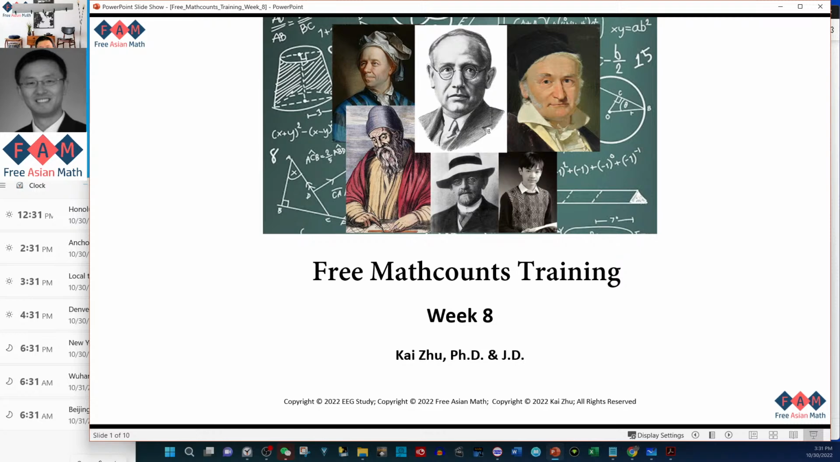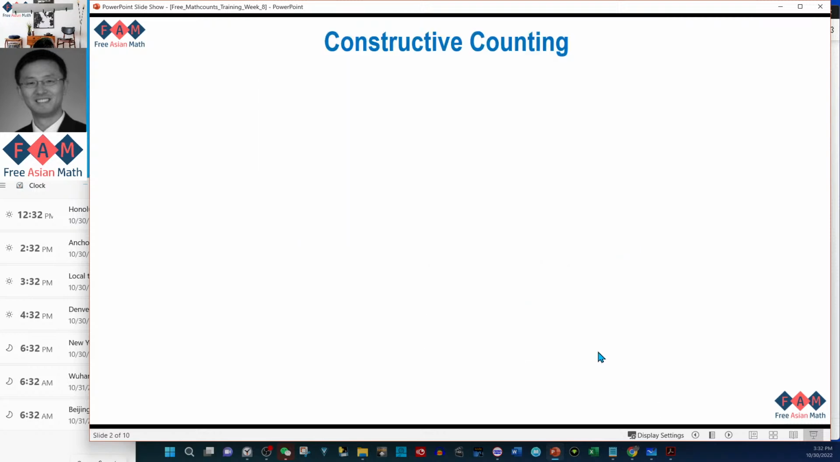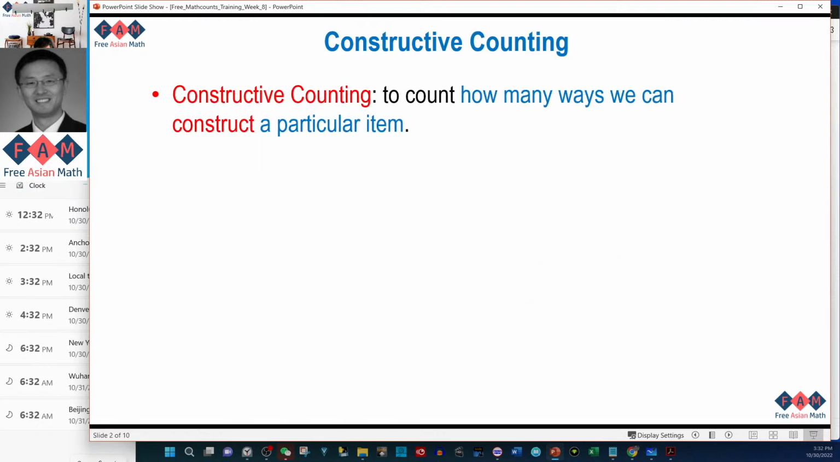Constructive counting, on the other hand, you don't look at the big picture at the very beginning. It's more like you build from the ground up. It's more like a bottom-up approach. Okay, so what is exactly constructive counting? This is not a definition, and the explanation is a little bit vague. It says how many ways you can construct a particular item. So, what does that mean?